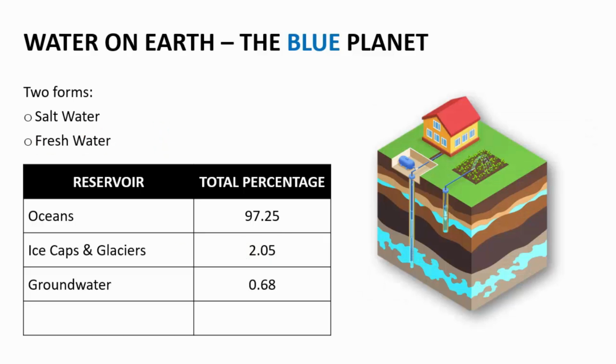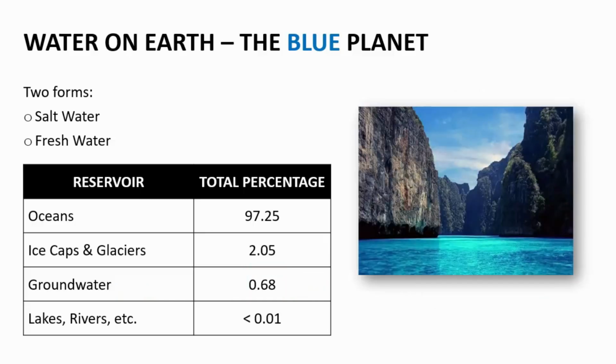Now, the next in our list is the groundwater. Groundwater, which is also known as the natural aquifers, holds 0.68% of the entire water which is present on our planet. These are also a freshwater source. Now, the next in our list is all the other reservoirs, which include lakes, rivers, lagoons, etc., and all the other natural water bodies. They hold the rest, less than 0.01% of the entire water which is present on our planet.